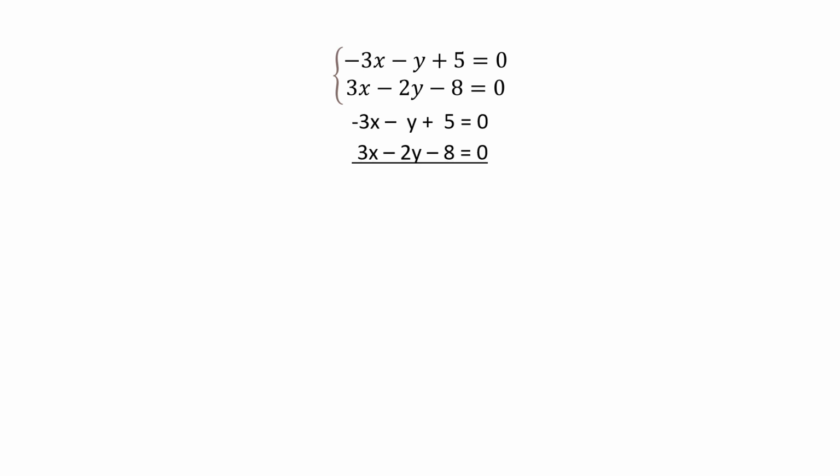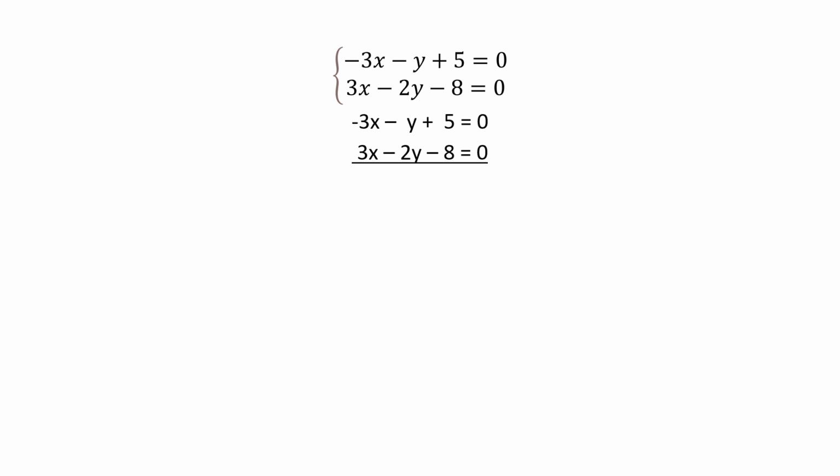All right, here is the problem we're going to look at. -3x minus y plus 5 equals 0. 3x minus 2y minus 8 equals 0. And the directions, I'm sure, will say something like solve this system, solve for x and y. Okay, step 1, add straight down. So I'm going to rewrite this like an addition problem.